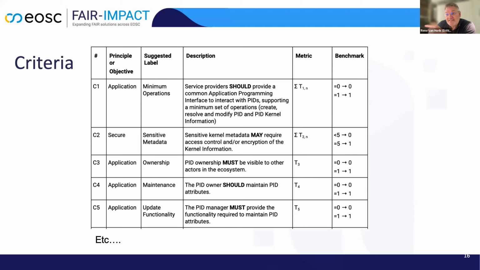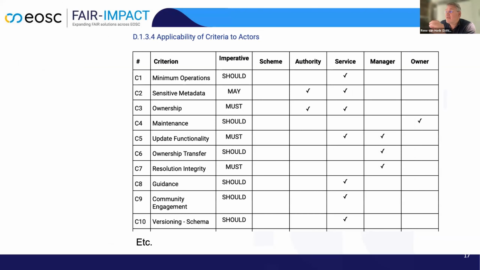But I hope that you see the relation between the principle and the criteria. And the next thing is, of course, and now I come back to this ecosystem, these criteria are of course not applicable to all actors. And for now, given the time, it's impossible for a human being to digest this complete table. It also says, etc. Well, let's focus on the actor of manager.